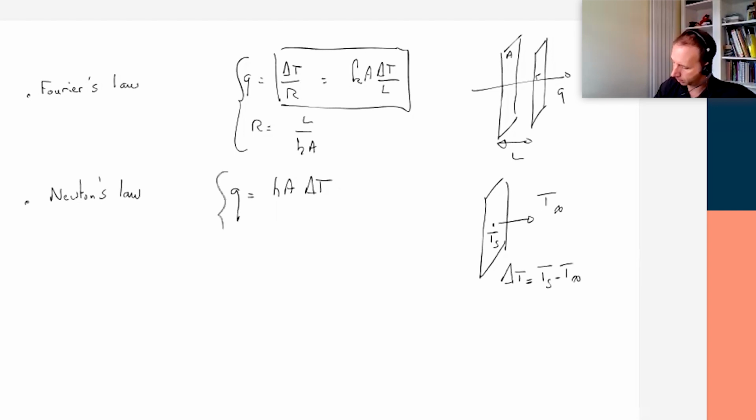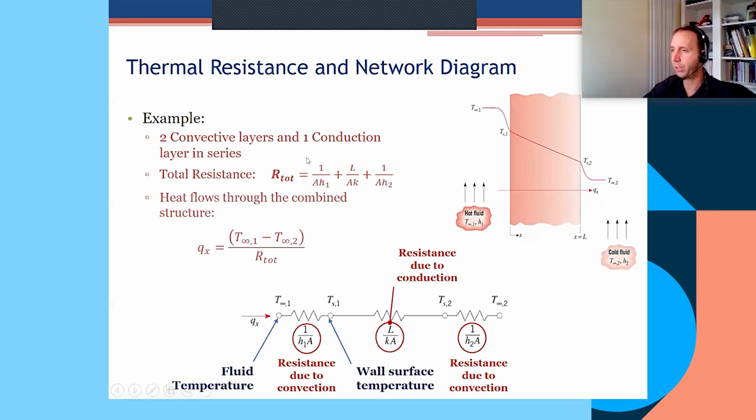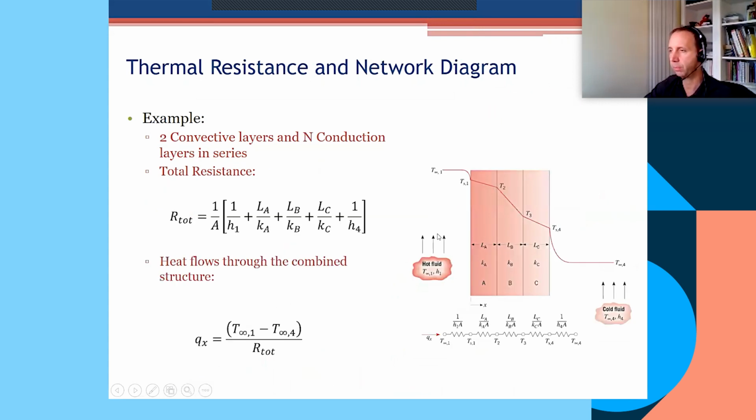Since this is equal to delta T over R, then you end up with R equal to 1 over hA. You can do the derivation yourself. And that's what we have here: 1 over hA for convection, L over kA for conduction, and 1 over hA for convection. The total resistance is the sum of the individual ones.